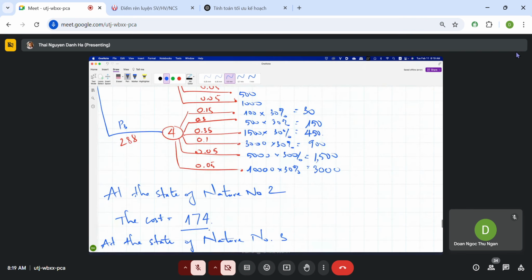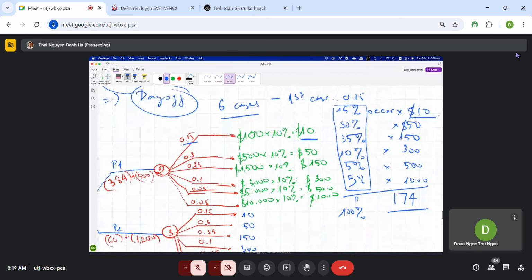And we use it here, the cost at the state of nature number 2. Where is the state of nature number 2? This is the state of nature number 2. It means we need to calculate the whole cases that will occur, and the final value we can get whenever we have the different cases with different probabilities. Finally, we have the value of the state of nature here.